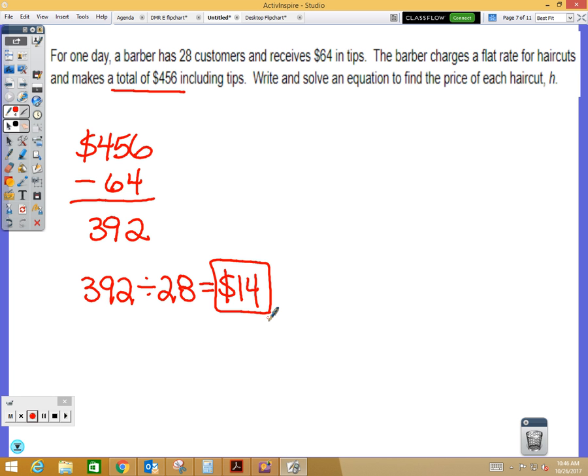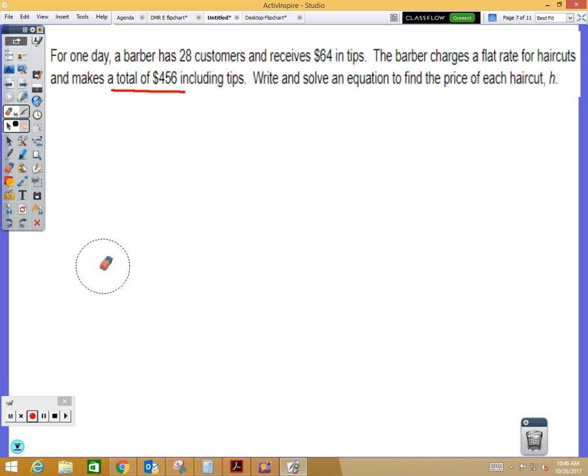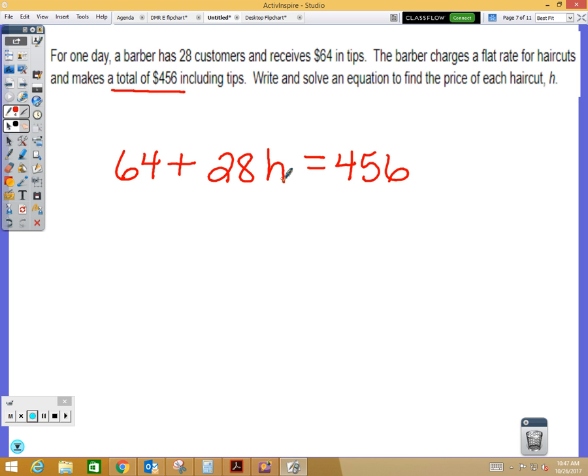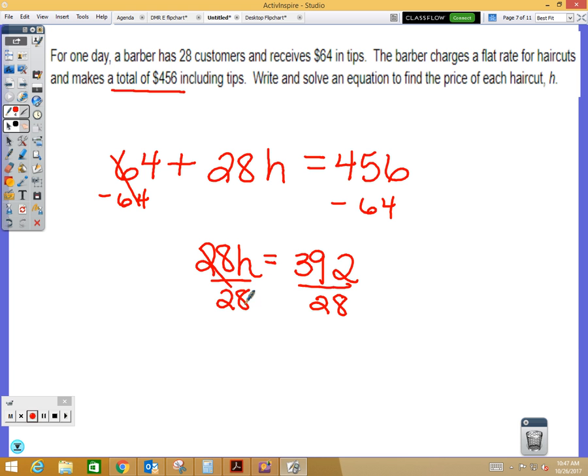So again, we're going to try to get this answer by actually making our equation now that we know what we need to do. So all of this needs to equal 456. So I'm going to put equals 456 over here. And again, it was your tips plus the price of the haircuts. And we had 28 times however much it was, which we know now. Okay? So your tips plus the haircut equals $456. So let's check to see if this equation does work. So it's those same steps, isn't it?